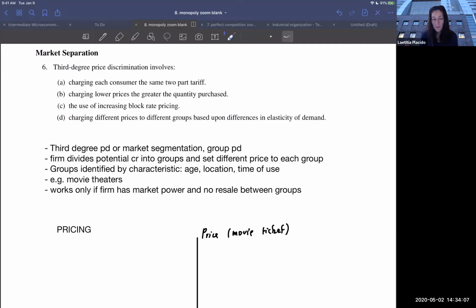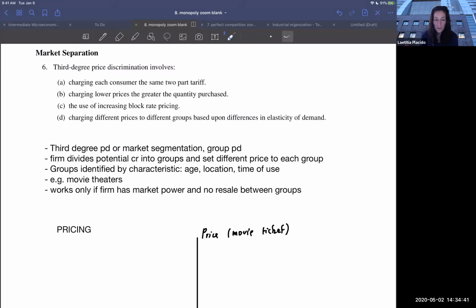Okay, so think for instance of movie theaters. This is a typical example of third degree price discrimination. So when you go to the movie theater, usually you face a menu of prices depending on your age. So if you are a senior, you're going to pay a lower price than if you aren't a senior. Okay, so that's a typical example of group discrimination.